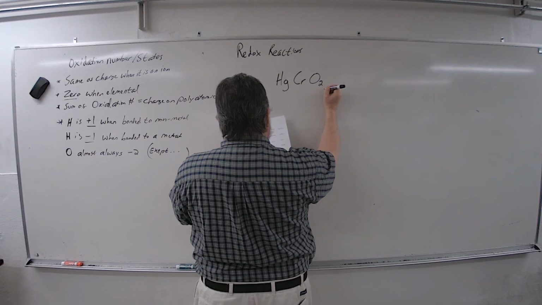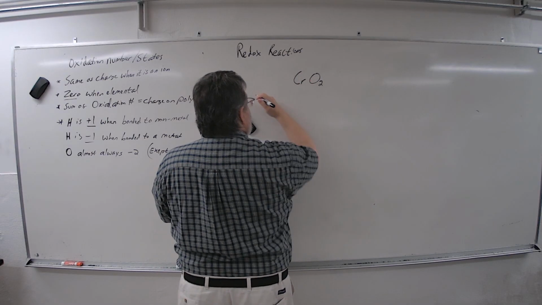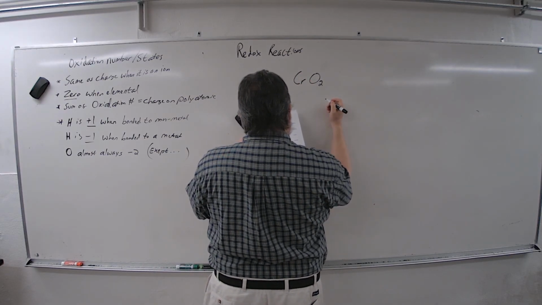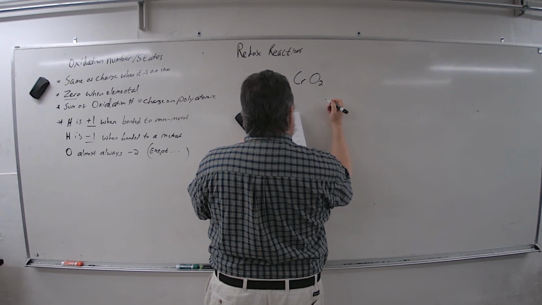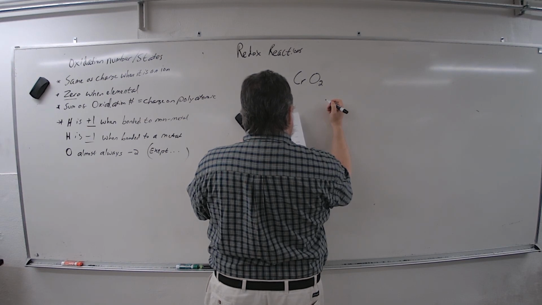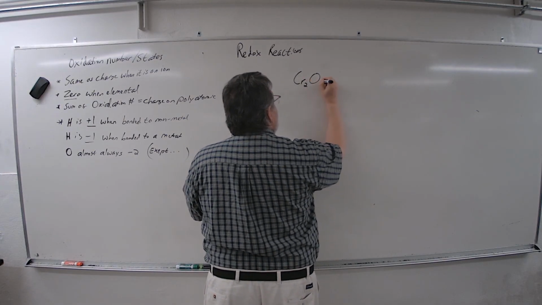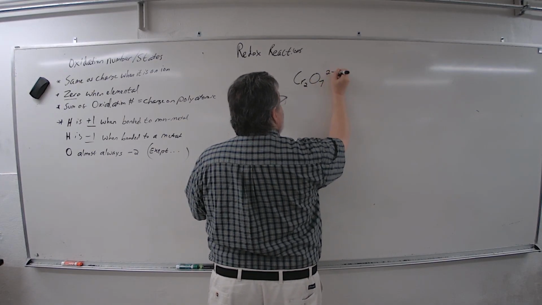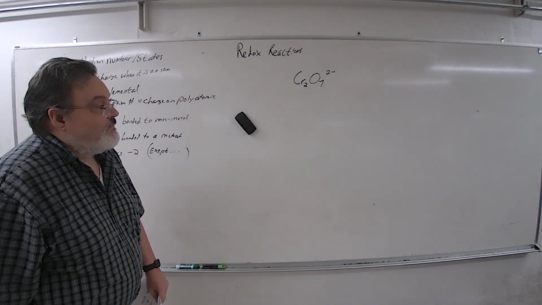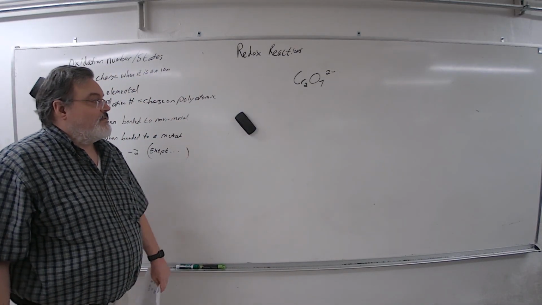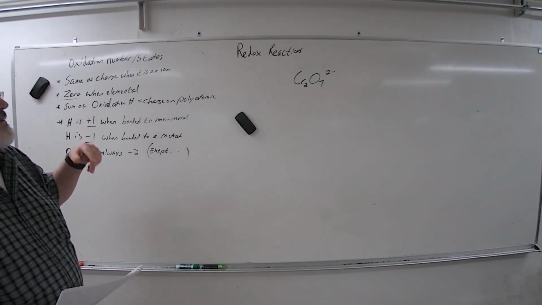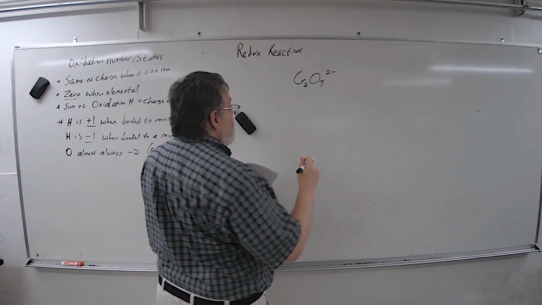Why don't I just go... CR207. So let's say I've got that one, and I want to know what's the oxidation number for chromium and oxygen.